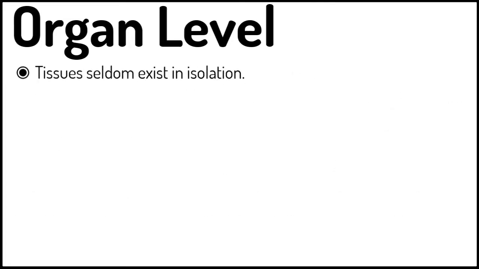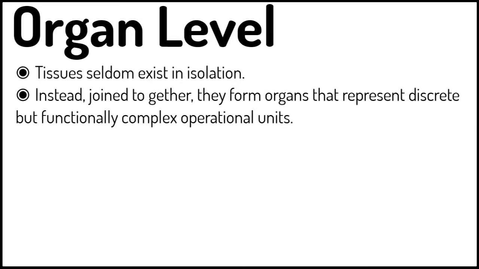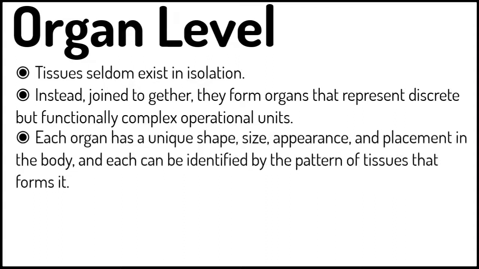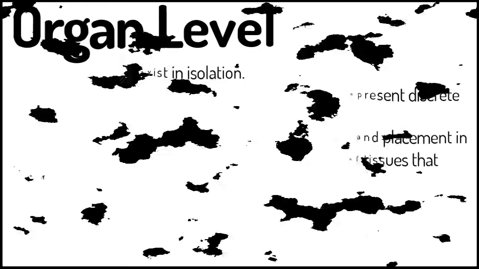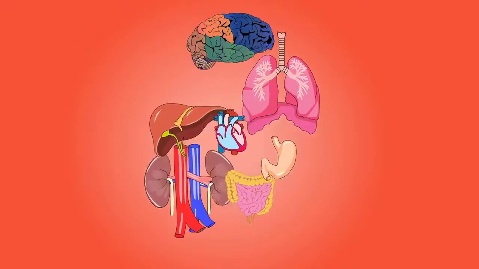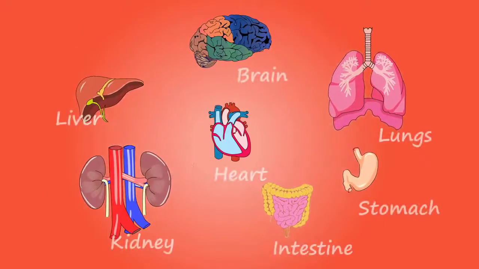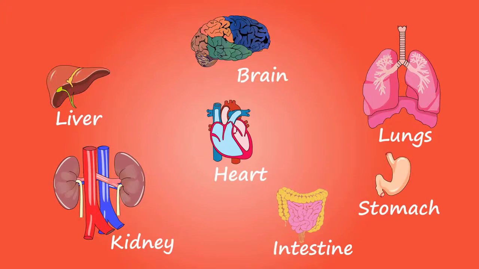Tissues seldom exist in isolation. Instead, joined together they form organs that represent discrete but functionally complex operational units. Each organ has a unique shape, size, appearance, and placement in the body, and each can be identified by a pattern of tissues that forms it. The lungs, heart, brain, kidneys, liver, and spleen are all examples of organs.